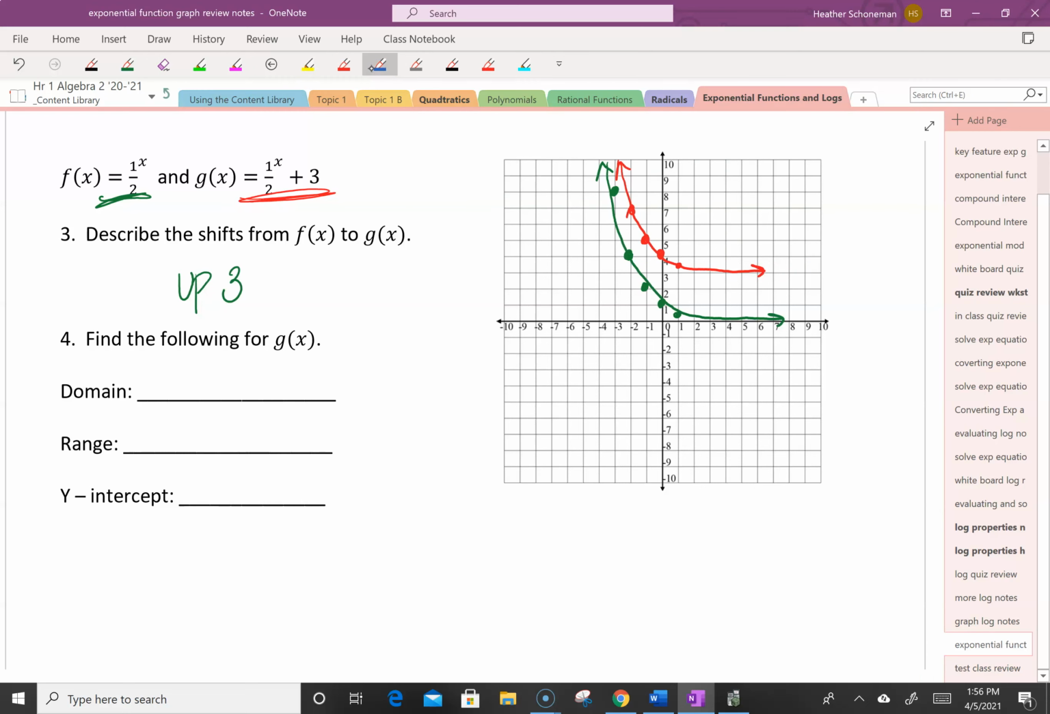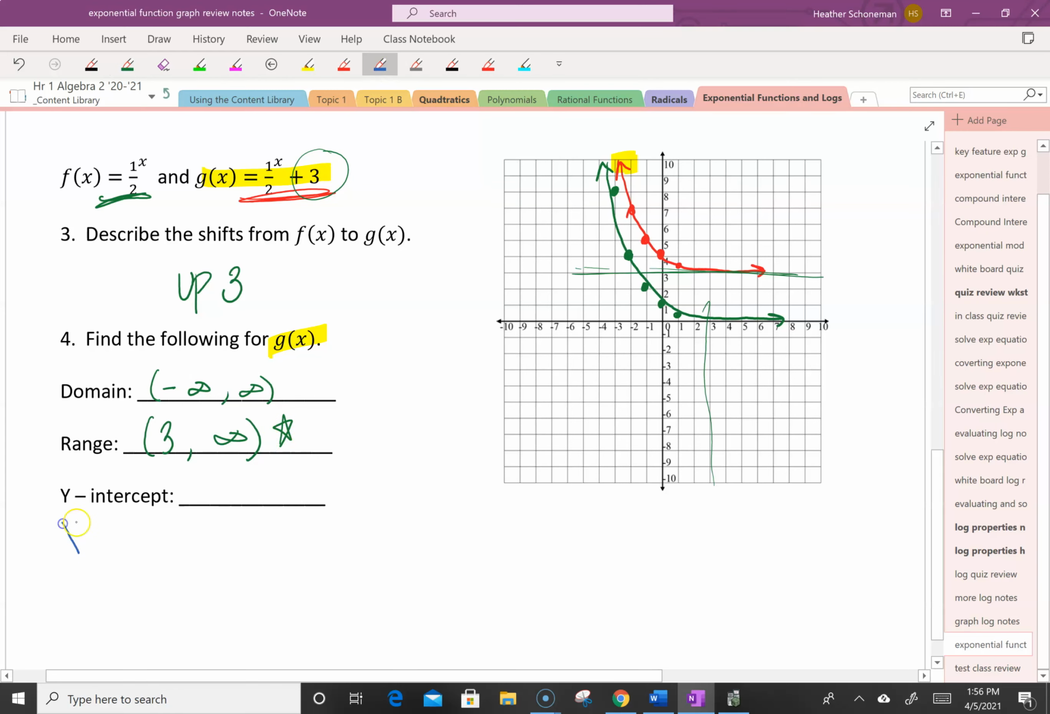So the domain of my g of x, which is the one in red, the domain left to right, I can plug in whatever I want for x. So the domain is going to be all real numbers. The range goes from the bottom up, so I'm working my way up. I've got nothing until I'm here at 3, so it starts at 3 and continues up, but I put a parenthesis because it doesn't actually touch 3, it just gets really close to it. And notice, plus 3, 3, not a coincidence.